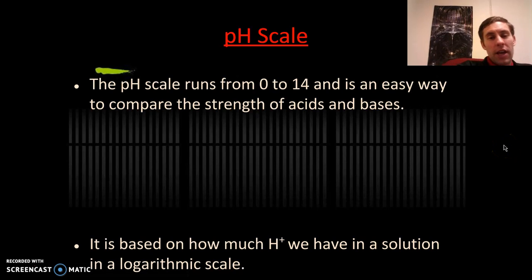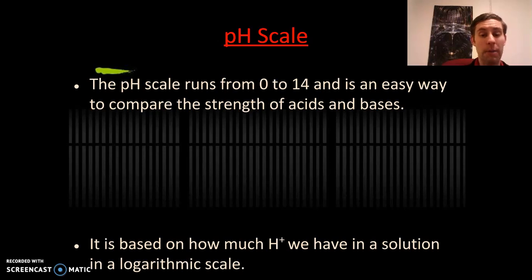Okay, so the pH scale is what we use to measure how acidic, how much acid's in something, or how basic something is, how much base there is. So it generally runs from 0 to 14. Technically, you can go beyond 0 and get a little negative, or you can go beyond 14, but almost all solutions will run between 0 and 14 for a scale. It's a really easy way to compare how strong an acid or base is, how strong a solution is.